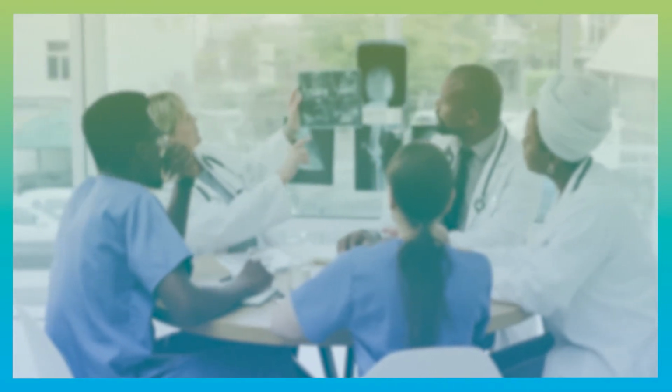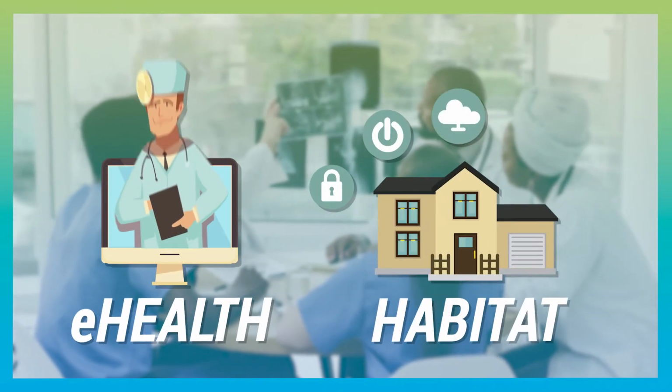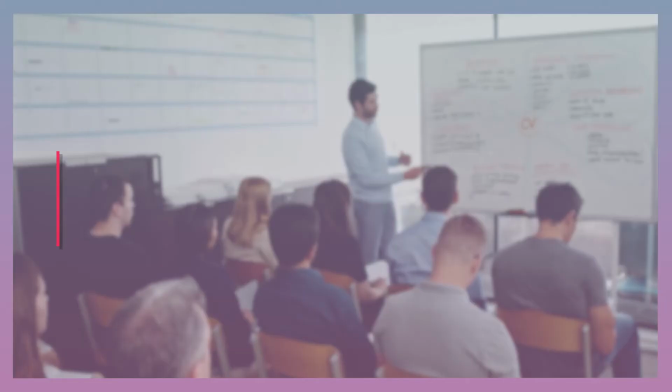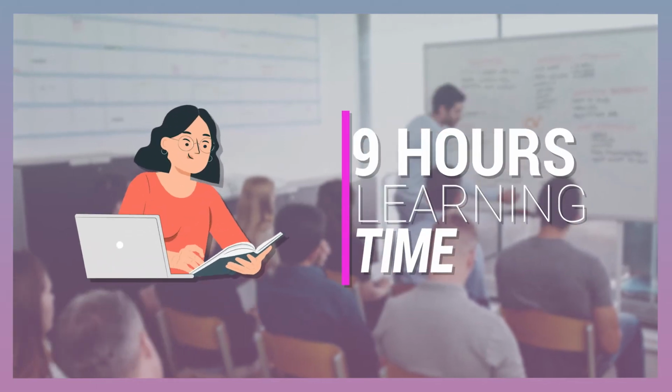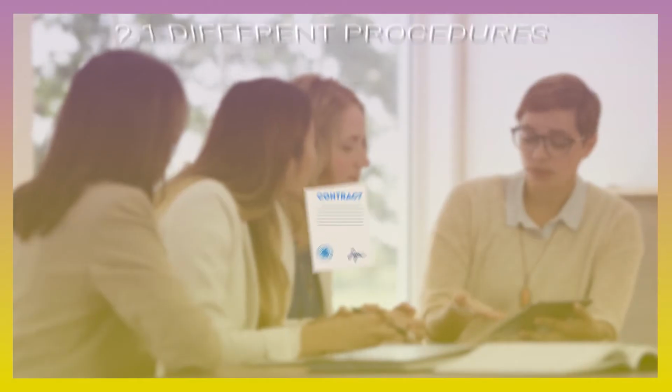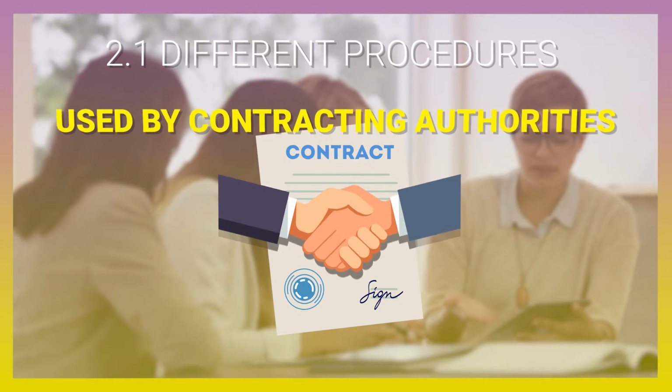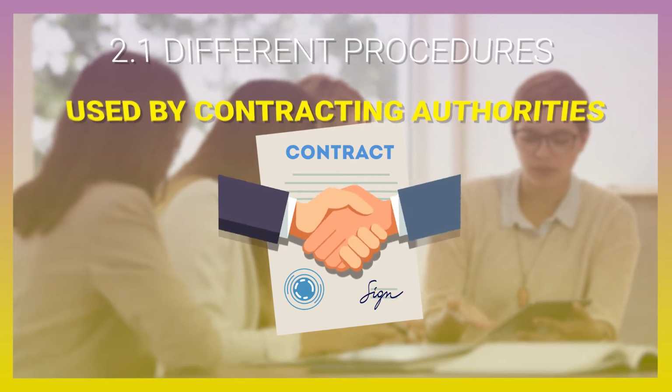The module also includes a description of different aspects of public procurement in the e-health and habitat sectors. The module consists of 5 units with a total of 9 hours of learning time. 2.1 Different procedures used by contracting authorities.